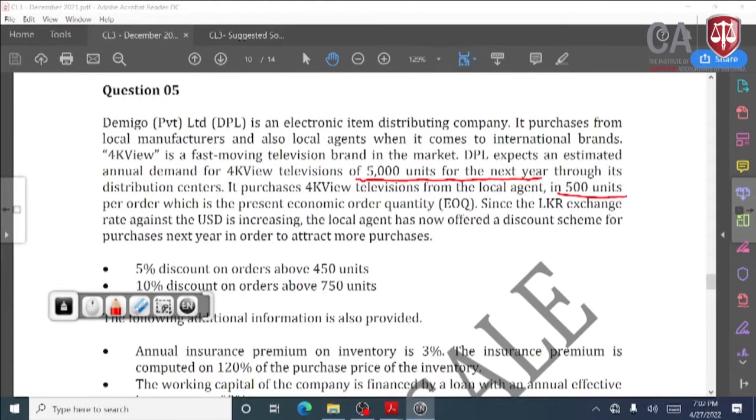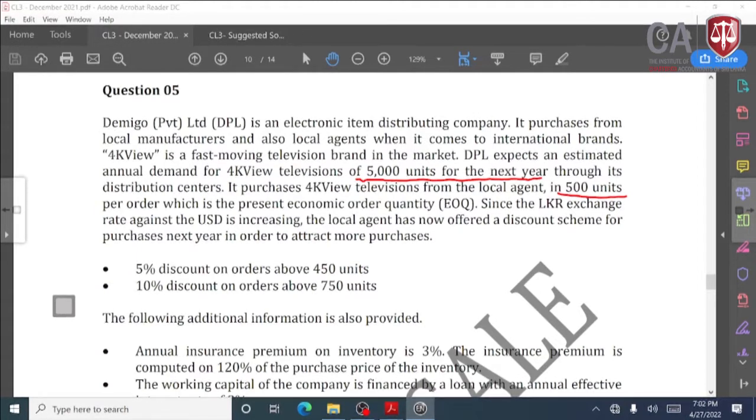You will buy 500 units at once. That means if your total demand is 5,000 units and you purchase 500 televisions per order, how many orders do you need to place? 5,000 divided by 500, 10 orders you need to place. That is the present scenario. Since the LKR exchange rate against the USD is increasing, the local agent has now offered a discount scheme for purchasers next year in order to attract more purchases. Now the agent has offered a discount.